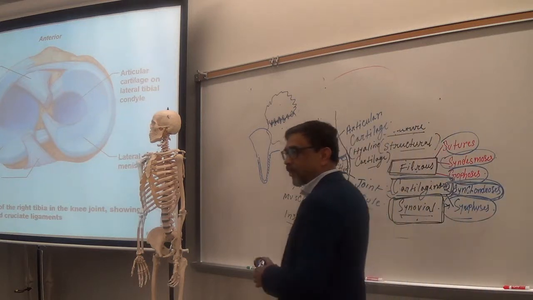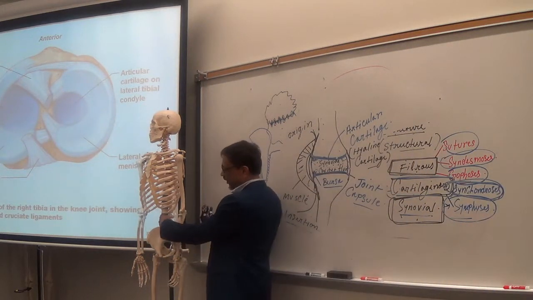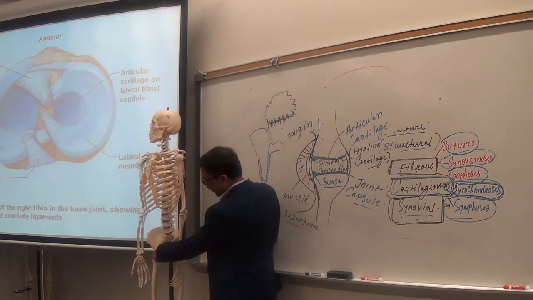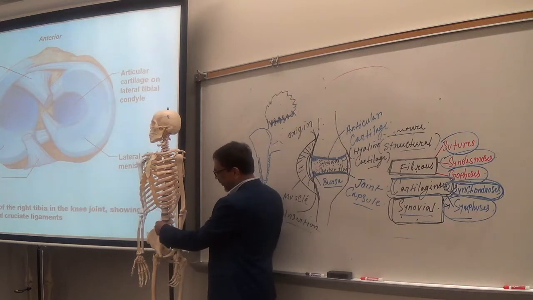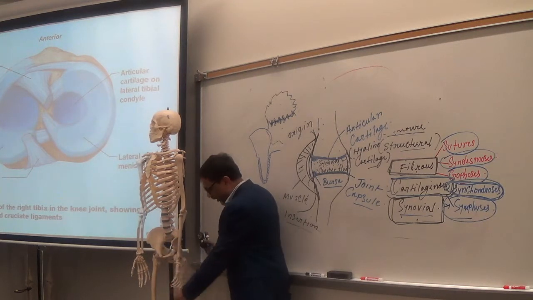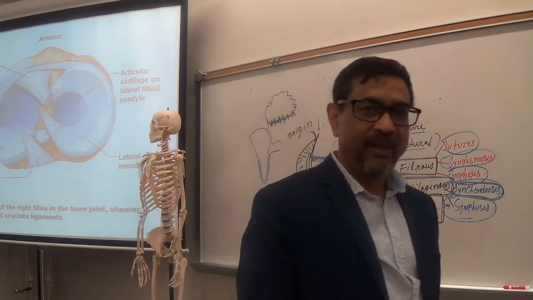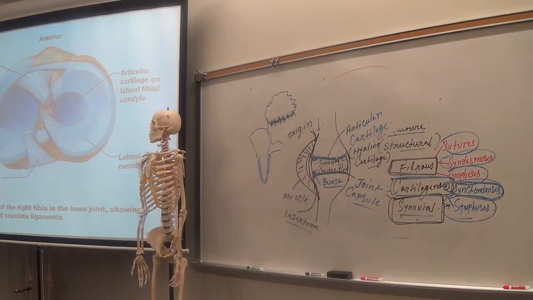Where else you found fibrocartilage? Remember that? Symphysis joint, fibrocartilage. Pubic symphysis, fibrocartilage. So intervertebral discs, pubic symphysis, as well as meniscus of your knee, right? Those are fibrocartilages.